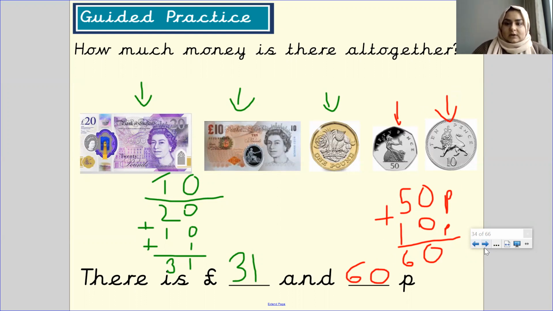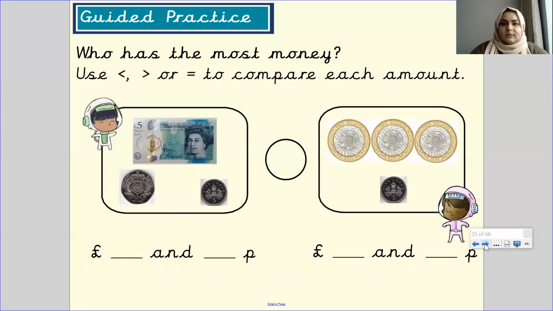Okay, so if you work that out correctly, well done. Now I have another guided practice for you here. For this guided practice, you need to see which astronaut has the most money. Okay, is it the green one or the pink one? You need to use the following signs to compare each amount. So you have the smaller than, the less than, the more than, or the equals to.